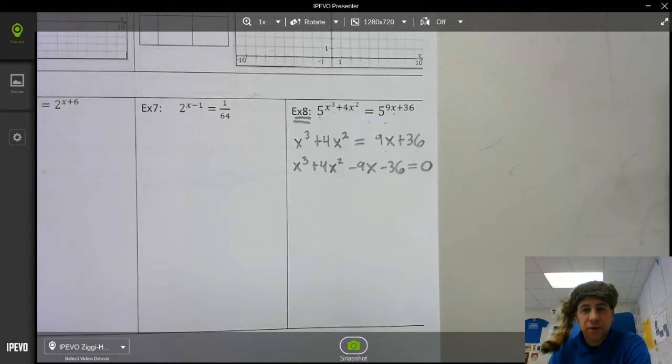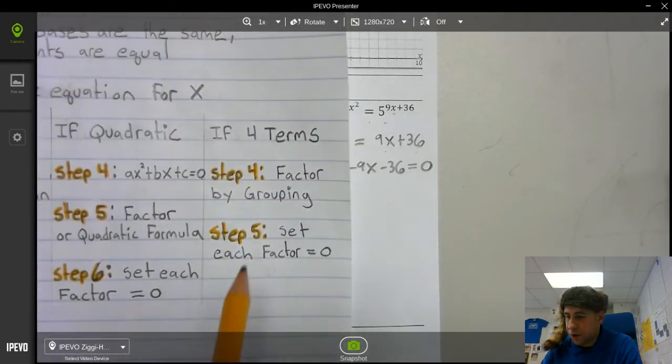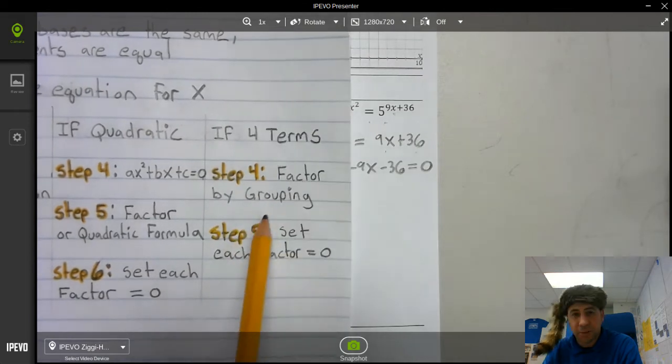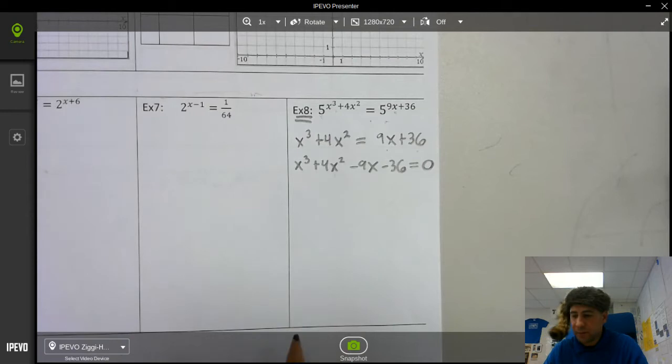All right. So we have everything set equal to 0, and we notice that we have 4 terms. Since we have 4 terms, we know we're in the far right of our steps. So we're here if we have 4 terms. So step 4 is going to be factor by grouping, and then we're going to set each factor equal to 0. Okay, so we're going to factor by grouping.